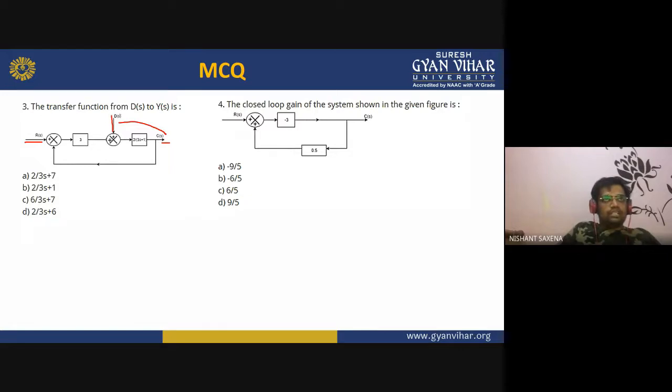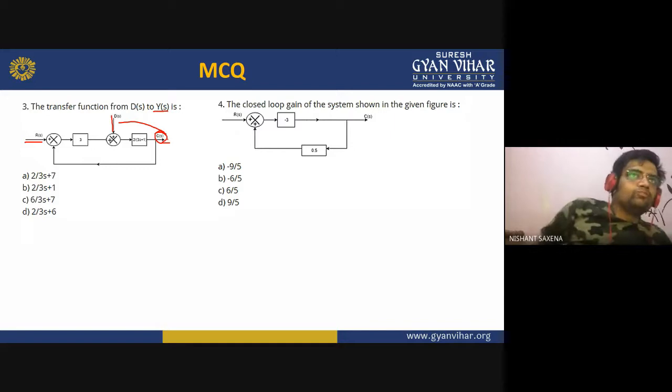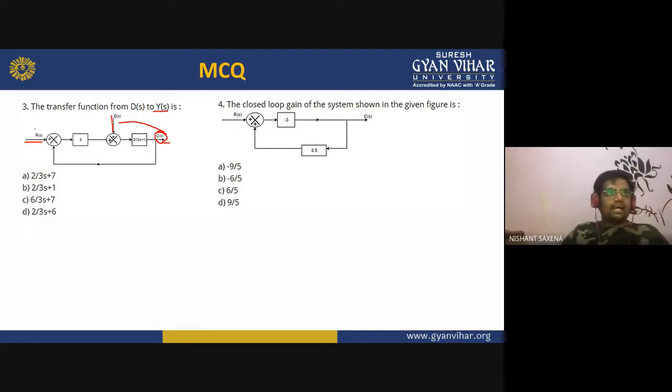The ratio between the disturbance and the output. Here it must be Ys. Something is missing over here, so consider it as Ys. Output Cs is equal to Ys. Okay. How to do this? Keeping this Rs neglected.